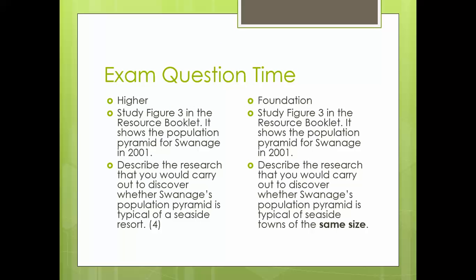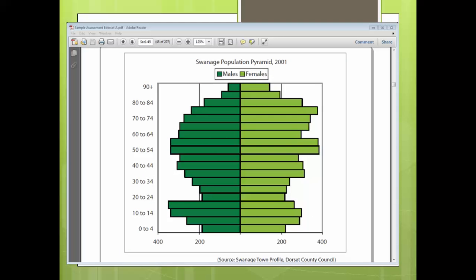So, here's an example exam question. We've got two different questions. You've got to study the resource booklet and the pyramid, which I'm going to show you in a second. What you need to do is describe the research that you'd carry out to investigate how Swanage's population pyramid is typical of a seaside resort, or as the foundation is typical of towns of a similar size. So we need to find out issues around it. There is a population pyramid. You can tell from it that this is a pyramid which has some issues, and now we need to think about how we can apply that. So how would you go about doing it?